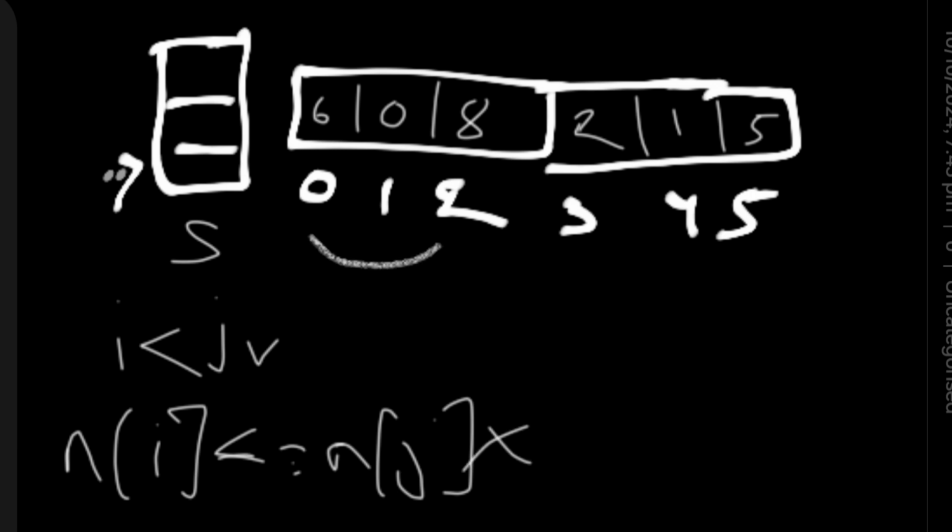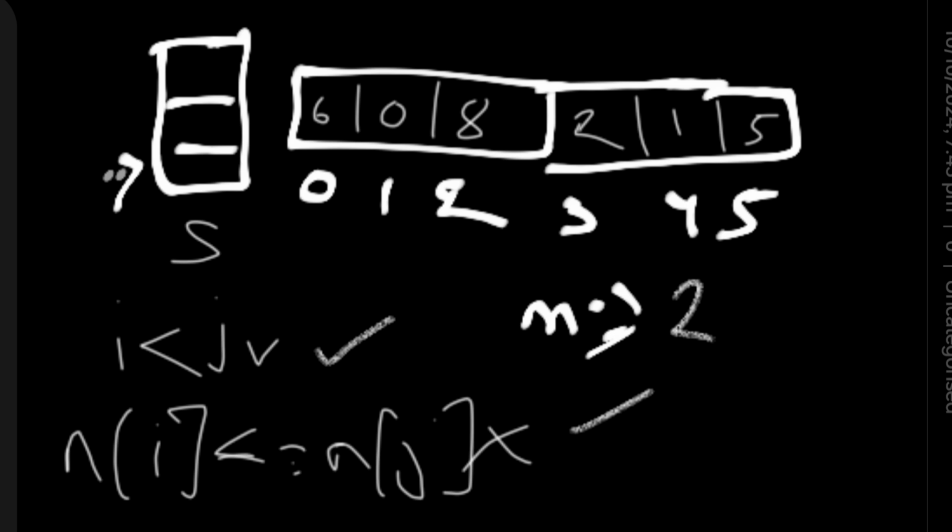Then 6 will be checked with 8. Both conditions will be satisfied, so the ramp is 2. The condition will be checked for 6 and 2. This cannot be done. Now 6 and 1 cannot be done, and 6 and 5 cannot be done. So the operation goes to 0 and 8, as we should not check the previous elements. As the first condition states, i should always be less than j. If the pointer i points to the current element, j should be one of the next elements. So next, 0 and 8.